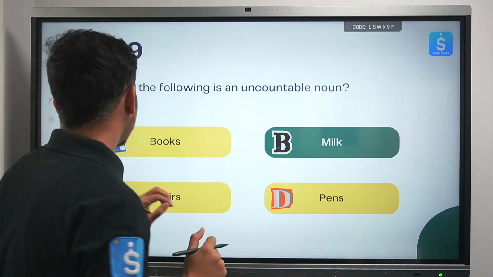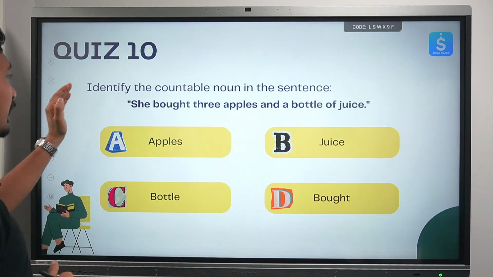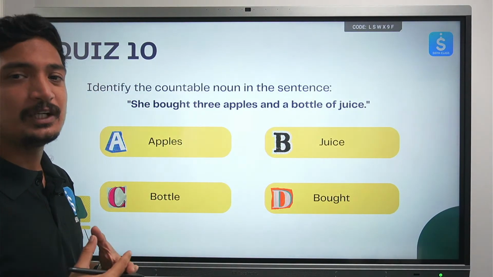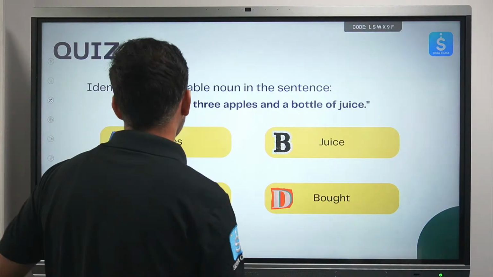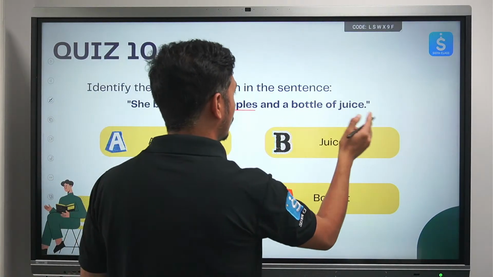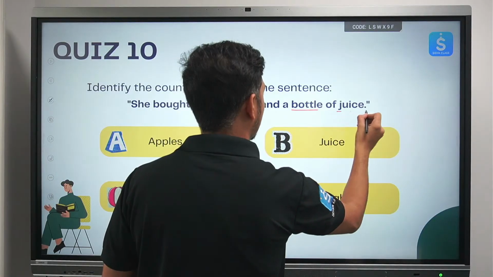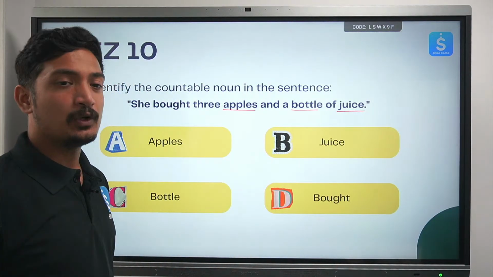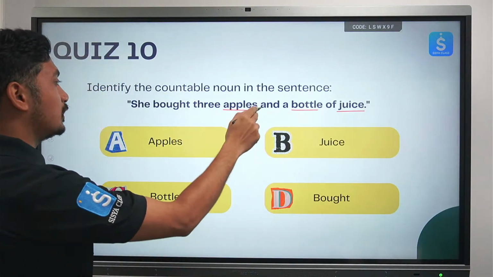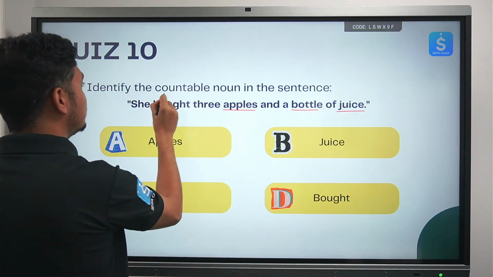Okay, moving ahead to the next question. Identify the countable noun in the sentence. Let's try to identify all the nouns over here. Okay, she bought 3 apples and a bottle of juice. So we have identified a total of 3 nouns in this sentence. Okay, so apple, bottle and juice. What we are supposed to find is the countable thing.